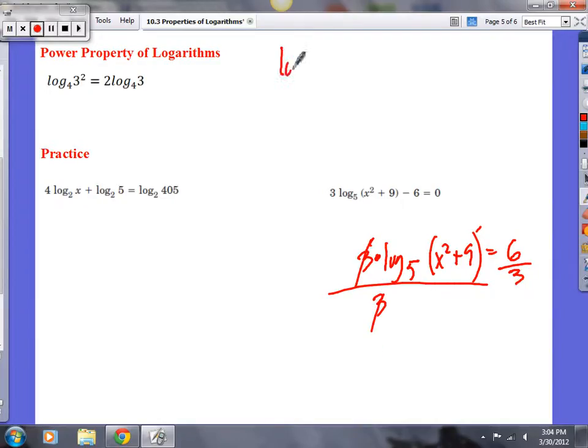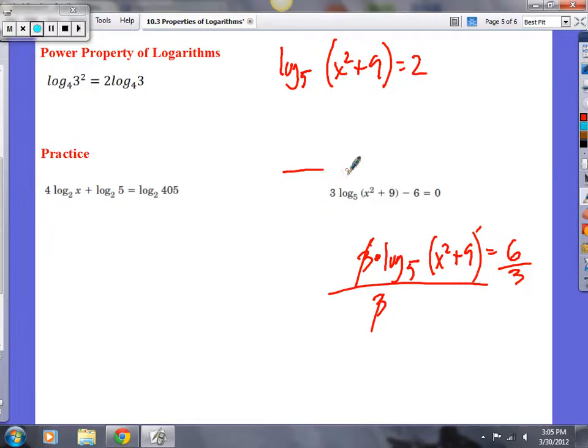So now I got this. The log in base 5 of x squared plus 9 is equal to 2. And now there's not a log in base 5 on the right, so I can't undo my logs. So when you come to a problem like this, probably the best route is to rewrite it as a power. So right now it's in logarithmic form. Let's express it in exponential form.